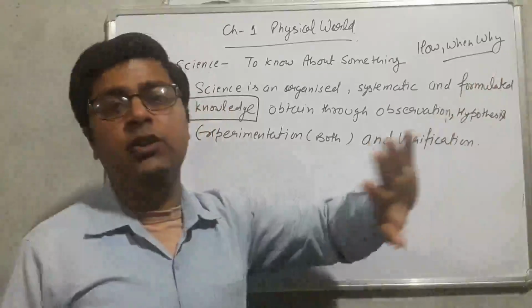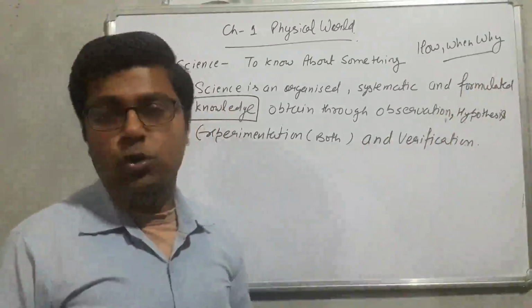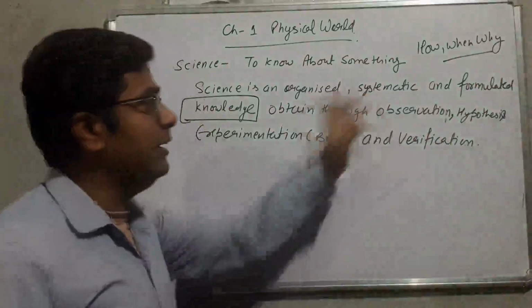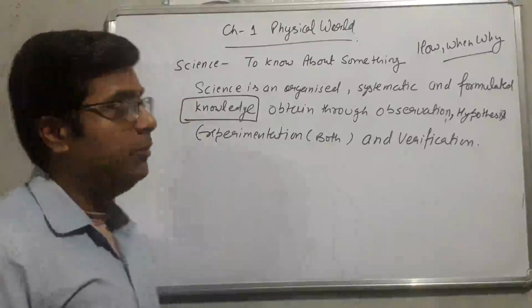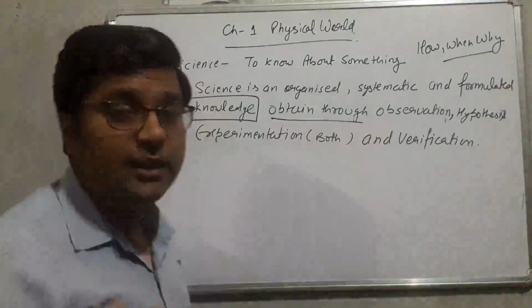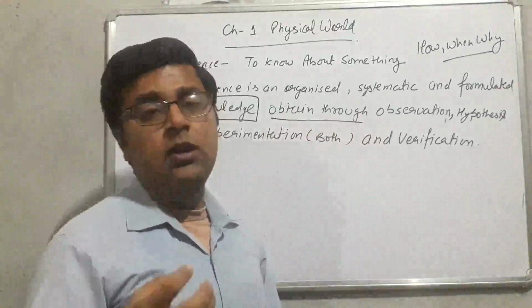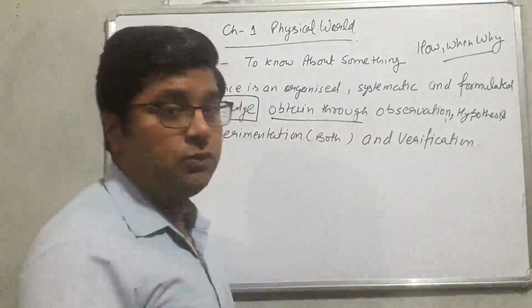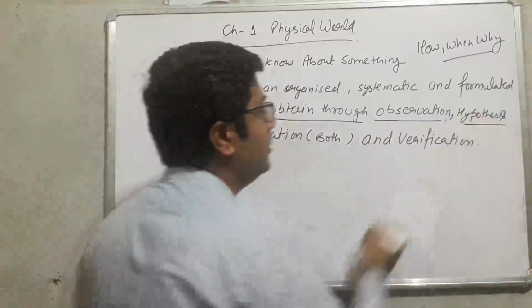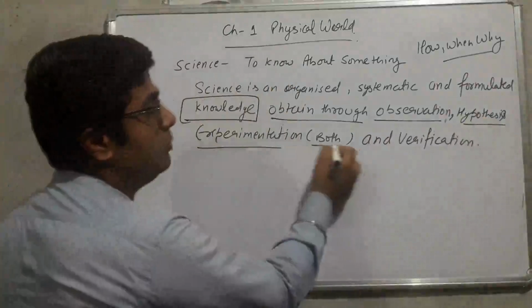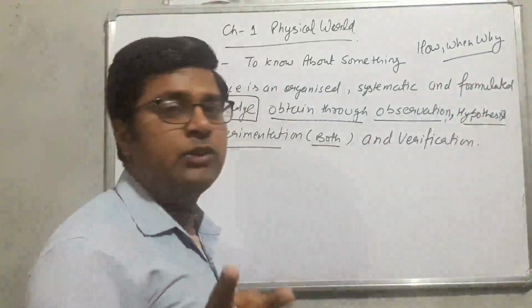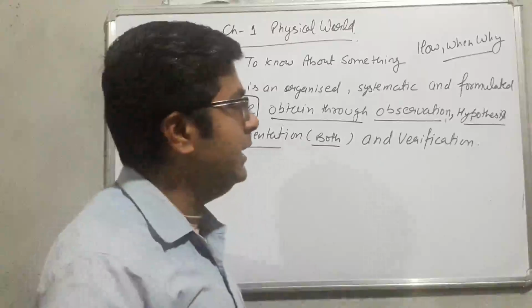It means we can use a mathematical approach also to explain anything in a proper, systematic, well organized manner. Obtained through means we get this knowledge from a proper sequence, from a proper method, and that method is observation, hypothesis, experimentation, both experimental and mathematical, and verification.